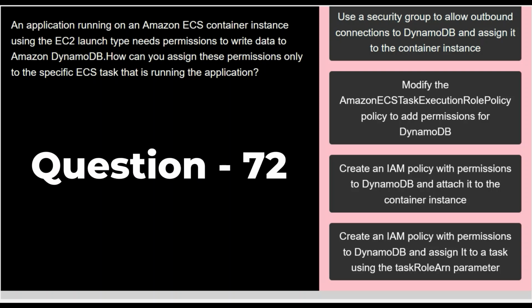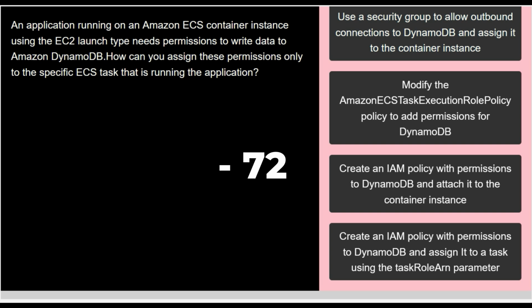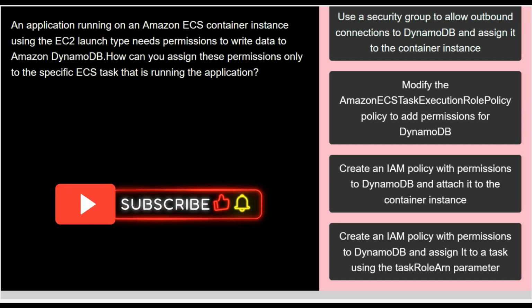Starting off with the first question: an application running on an Amazon ECS container instance using the EC2 launch type needs permissions to write data to Amazon DynamoDB. How can you assign these permissions only to the specific ECS task that is running the application?